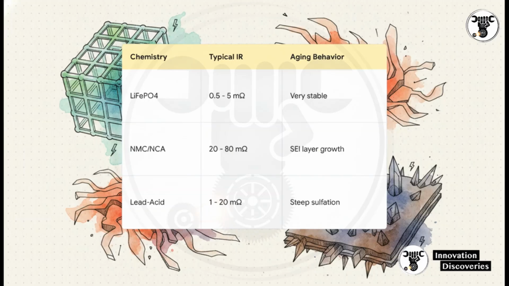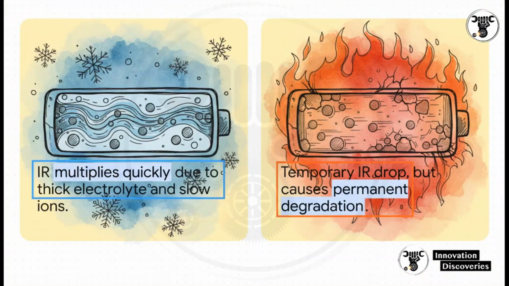And traditional lead acid, well, their resistance spikes pretty steeply as lead sulfate crystals physically coat the active plates. Now, what's really interesting about this slide is how temperature heavily manipulates the chemistry. In cold weather, especially below freezing, the liquid electrolyte actually thickens. Viscosity spikes, ion diffusion slows down, and internal resistance can increase by 3 to 10 times.